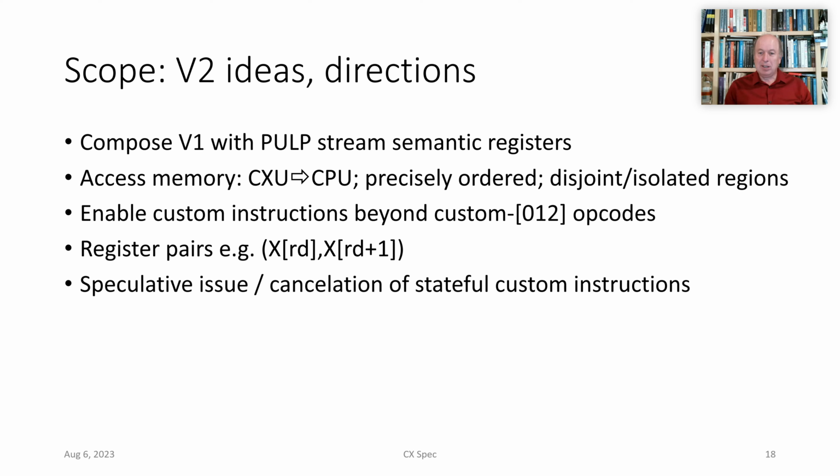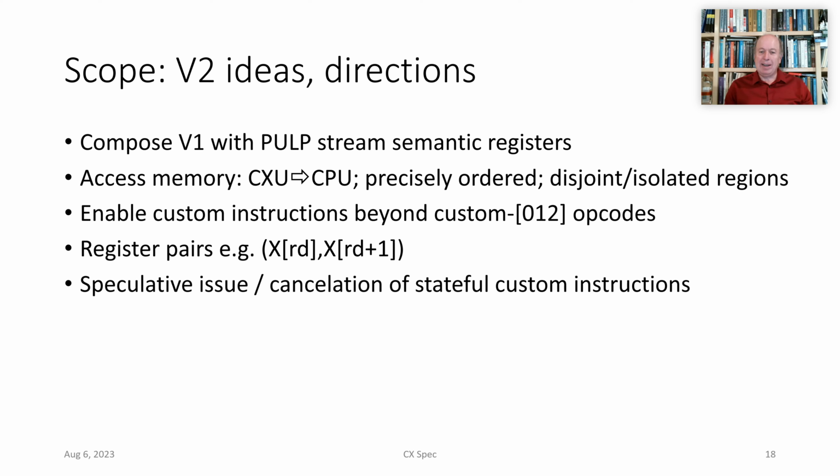an additional CXU to CFU request response channel back to the CPU would ensure correct interleaving of CPU instruction memory accesses with the memory accesses caused by the custom instructions. But to preserve composition, it will help to have a means to allocate disjoint, isolated shared memory regions across extensions. And perhaps we need a way to specify composable extension instructions beyond just the custom opcodes.